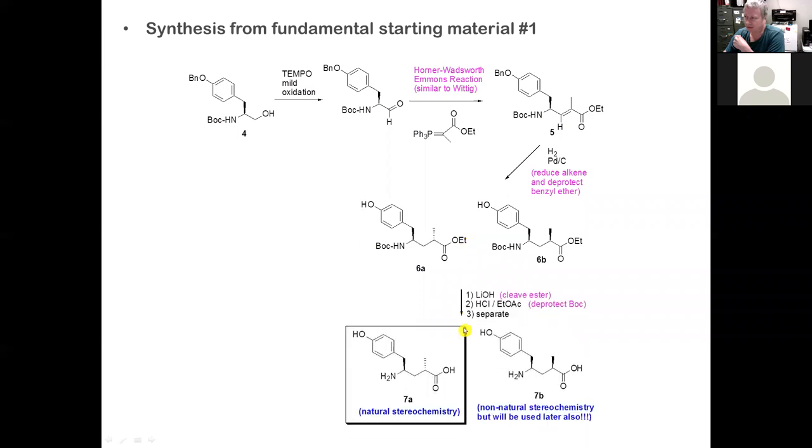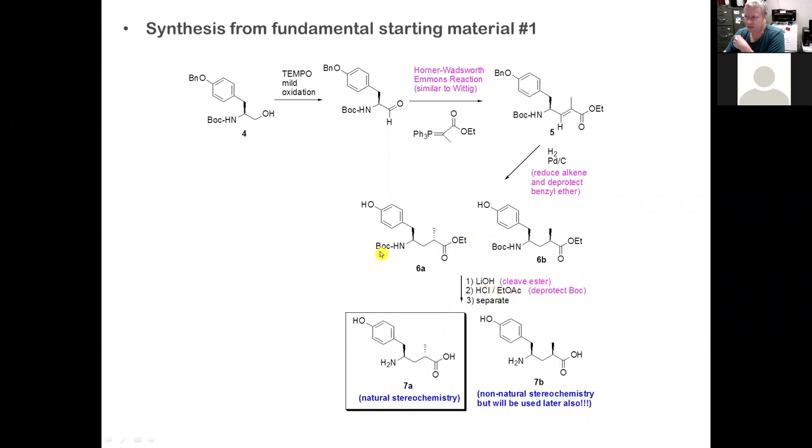So what they do now is lithium hydroxide, which cleaves the ethyl ester. Then they do HCl in ethyl acetate, which cleaves the Boc group. You learned about that in one of your homework assignments. The Boc group comes off with acid, HCl. And then they're able to separate, and then they have the 7A and 7B. 7A is natural stereochemistry. 7B is non-natural stereochemistry.